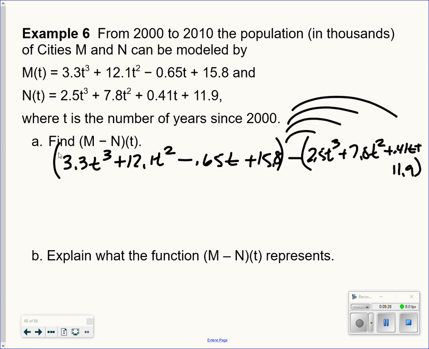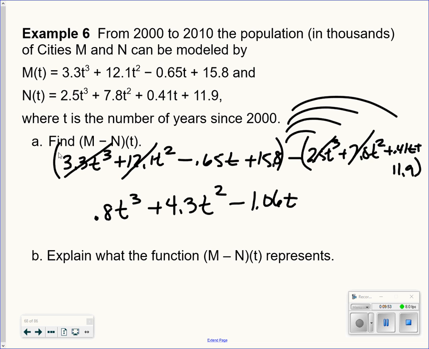So 3.3 minus 2.5 is 0.8 T cubed. 12.1 minus 7.8 would be 4.3 T squared. So I got those are gone. This one is gone. Negative 0.65 minus 0.41 would be negative 1.06 T. And then 15.8 minus 11.9 would be 3.9.